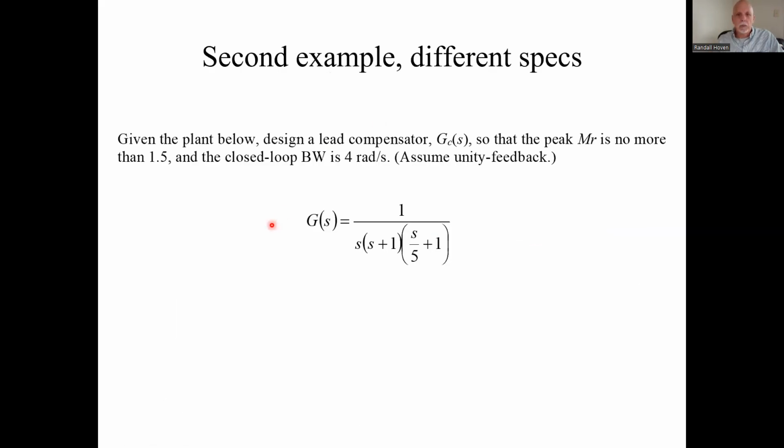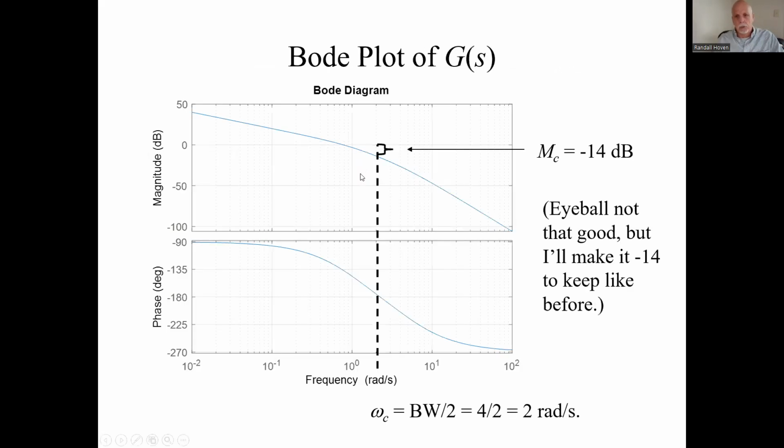Here's the second example. Same transfer function for the plant. And now we have a resonant peak of 1.5 and a closed loop bandwidth of 4 radians per second. So let's see. Bandwidth was 4, divided by 2, we get 2. 1, 2, that's there.